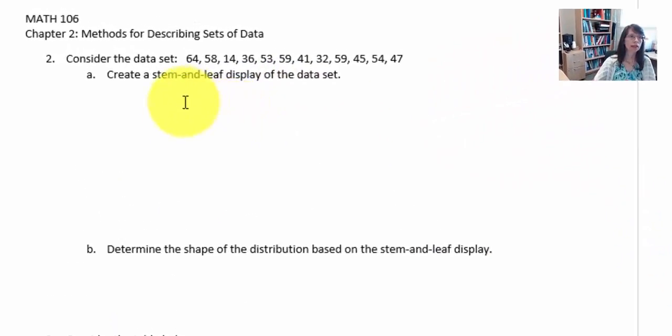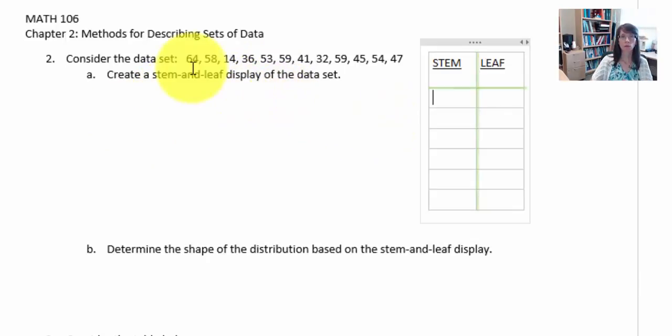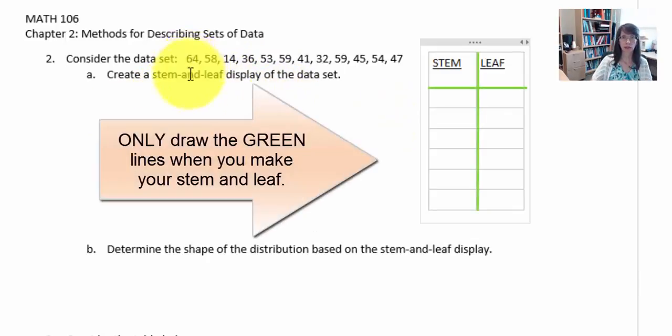Our next problem asks us to consider this given set of data, and from this we're going to create a stem and leaf display of the data set. So the first thing we should do is look at the original values in the data set and take into account what is the digit on the leftmost side, because that will determine our stem.